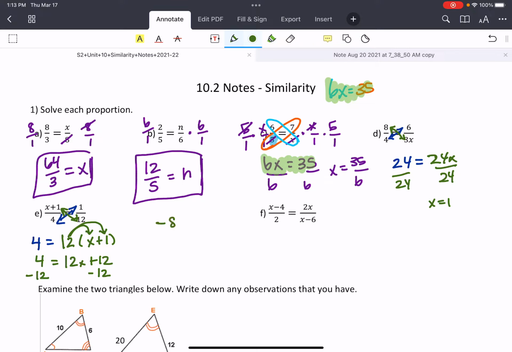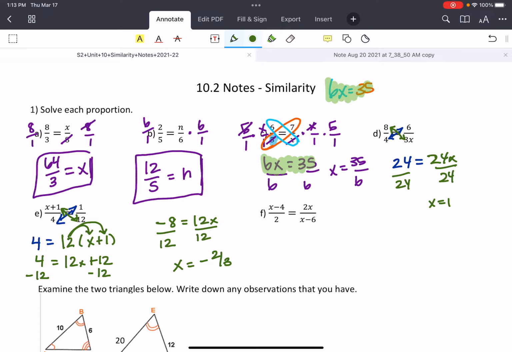I end up with negative 8 equals 12x. Then I can divide by 12. When I reduce that fraction, I end up with negative 2/3. Oh, this last one, it looks a little bit tricky. I've got x's kind of all over the place.